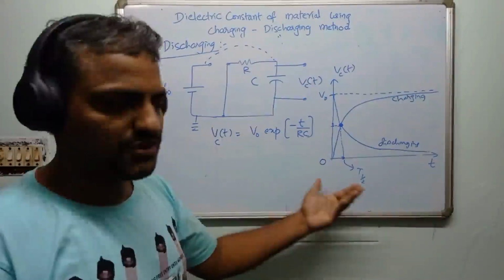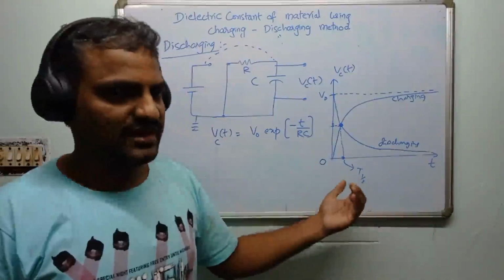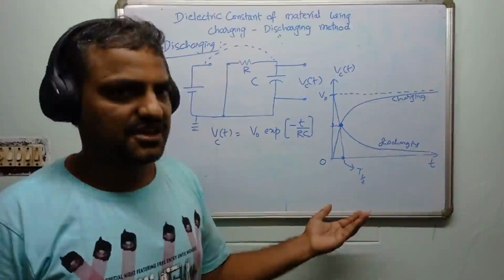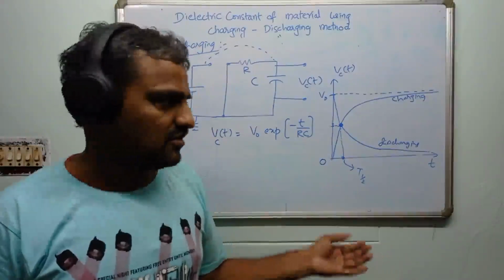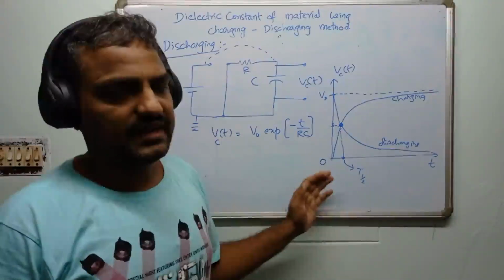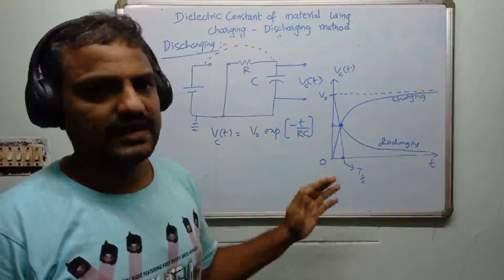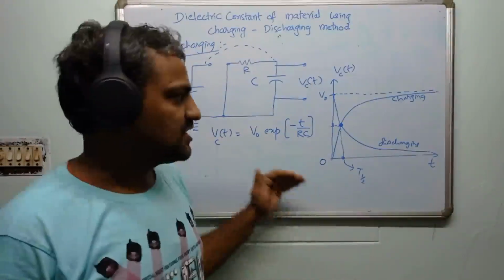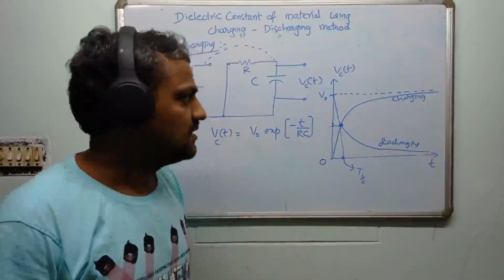So if you know the t half, you know the d value, you know the A value, and you know the R which you are using, and the epsilon naught constant is known, just by substituting all of them you can get the value of epsilon r, the dielectric constant of the capacitor. So this is the theory part behind it.